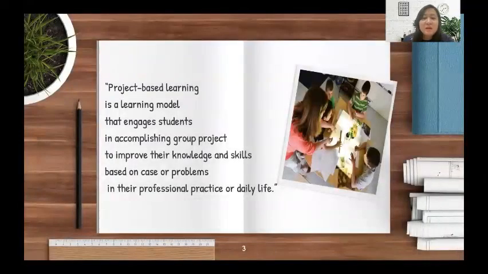Okay, so based on that concept, we can conclude that project-based learning is a learning model that engages students in accomplishing a group project to improve their knowledge and skills based on cases or problems in their professional practice or daily life.